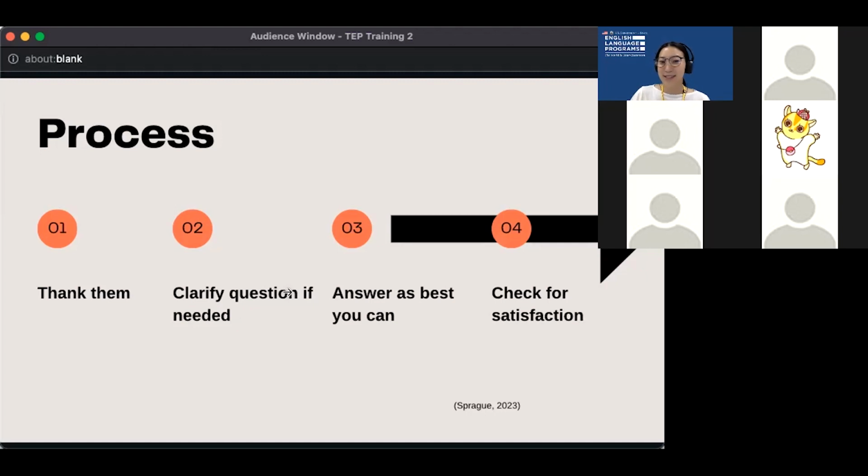The third step is to give your best answer. And sometimes it is okay to say, I don't know, or I'm not sure, but I think, right? Hopefully in the presentation, the student has prepared enough to know the information, but sometimes you just don't know the answer to the questions that are asked at that moment. And the final step is to check that the answer that was given satisfies the question asker.